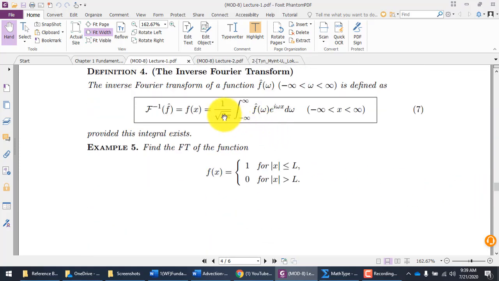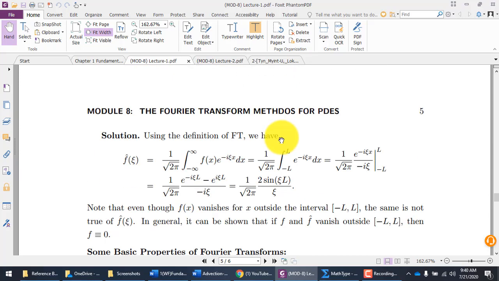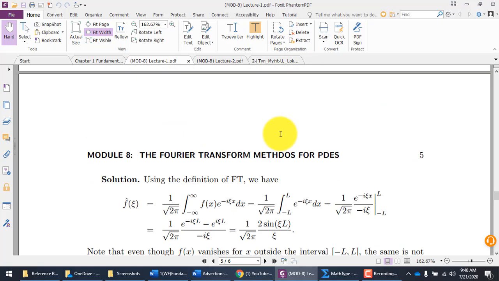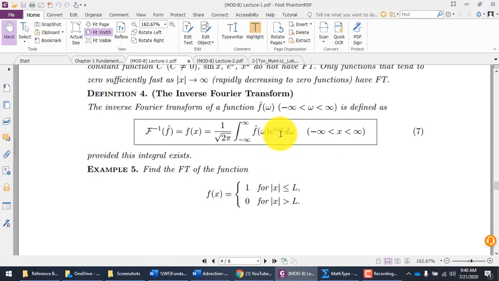There is no difference. You will apply the similar definition, 1 over square root 2 pi, integral from minus infinity to infinity, but there will be the Fourier transformed function and e to power iota omega x d omega. So this will be the total answer for your inverse Fourier transform. Number 1. Number 2 is that just like that, find the Fourier transform of the function.